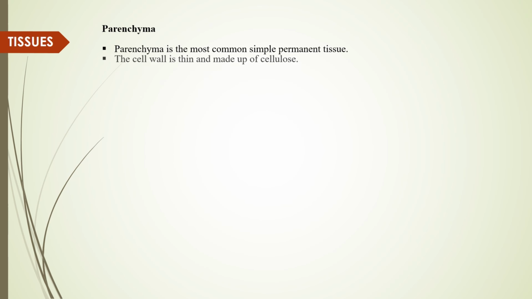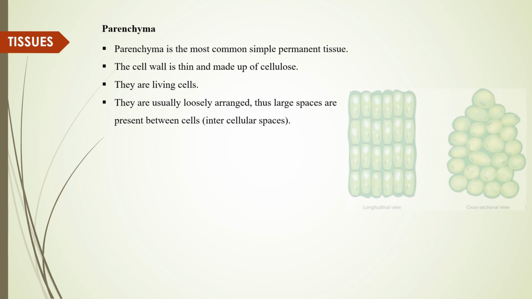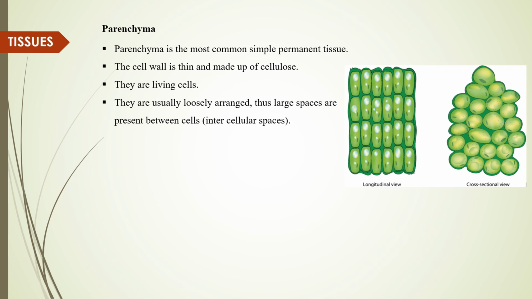Parenchyma. Parenchyma is the most common simple permanent tissue. The cell wall of the parenchyma is thin and made up of cellulose. They are living cells. They are usually loosely arranged, thus large spaces are present between cells, intercellular spaces. This tissue generally stores food. The cells have vacuoles and a very small nucleus.